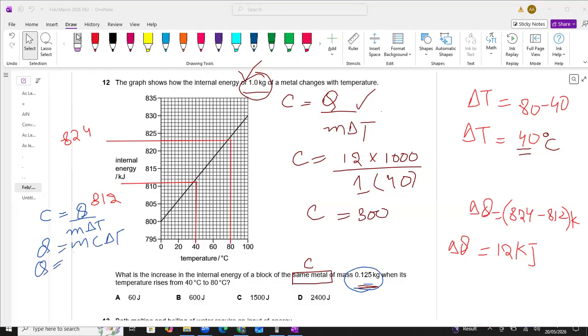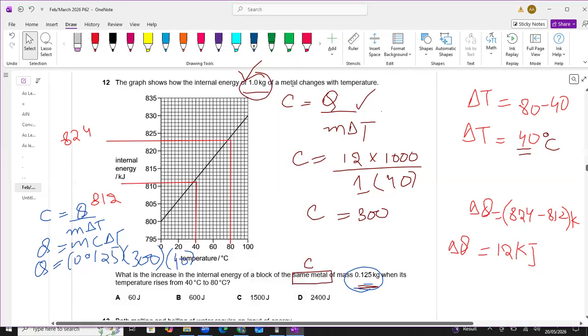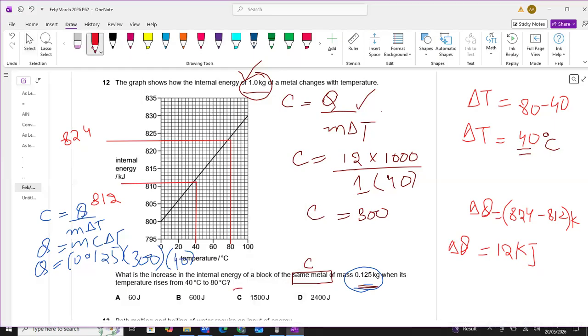So mass is now 0.125, specific heat capacity is 300 and change in temperature is 40 degrees Celsius. So let me multiply all values so we will get the answer. 300 multiplied by 40 multiplied by 0.125, we are getting 1500. 1500, exact answer we are getting. So it means students, C is the correct answer.